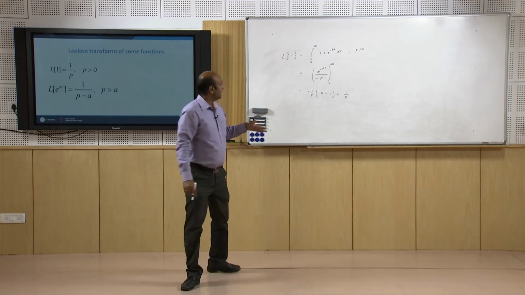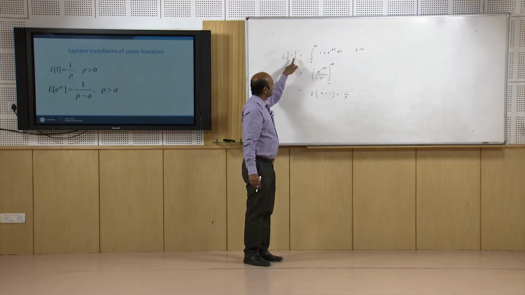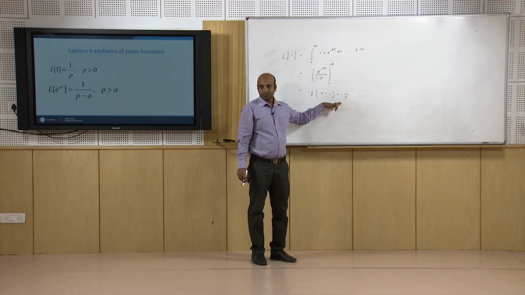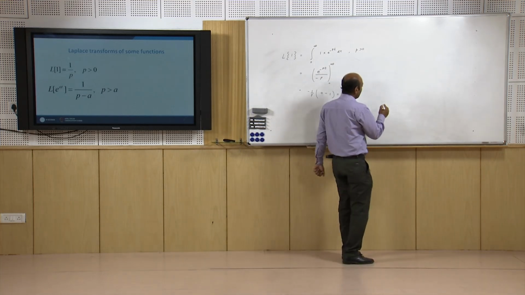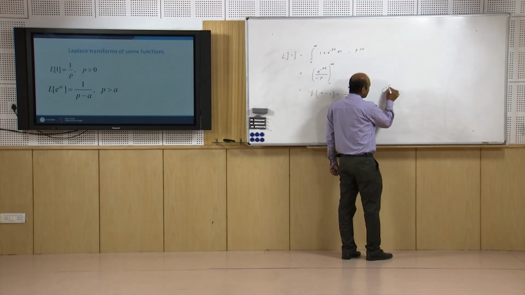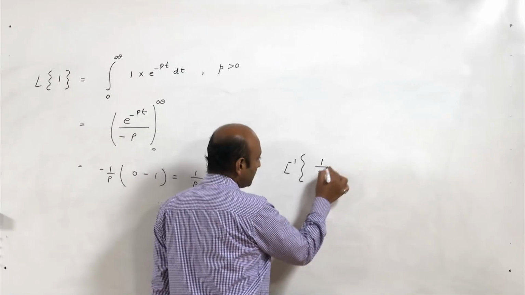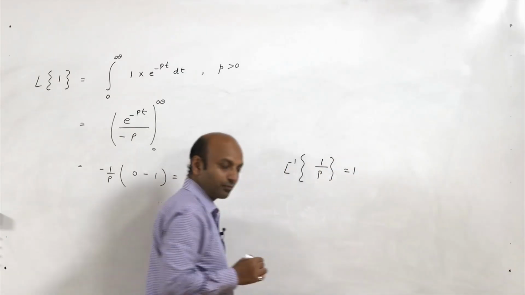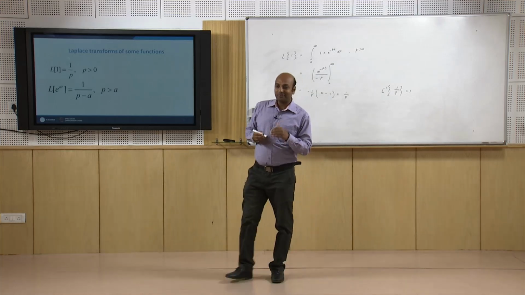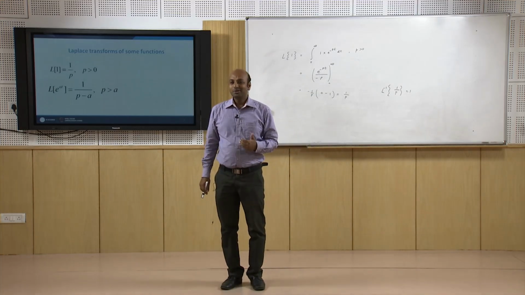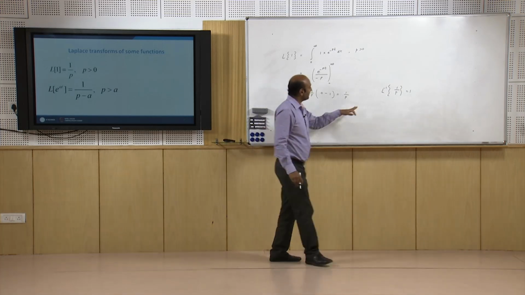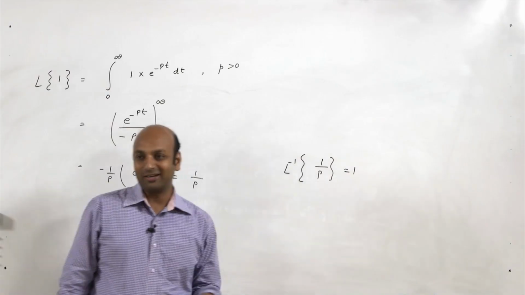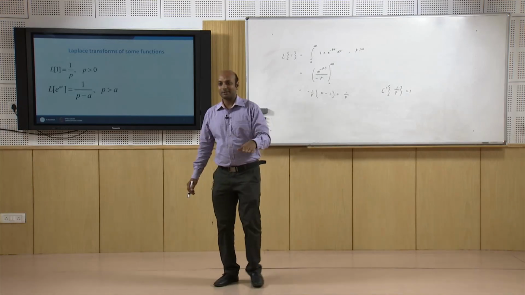Okay. So Laplace of 1 is 1 by p. Hence we can also say from here that Laplace inverse of 1 by p is nothing but 1, because if Laplace of f(t) is say F(p), then Laplace inverse of F(p) is nothing but f(t). So Laplace inverse of 1 by p is nothing but 1, by the same logic, by the same concept.